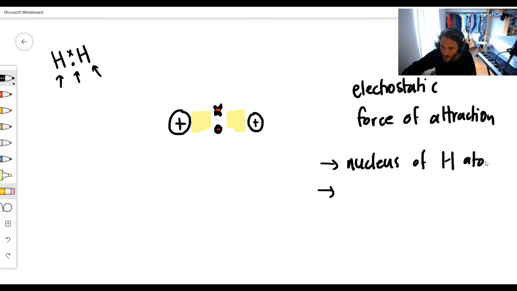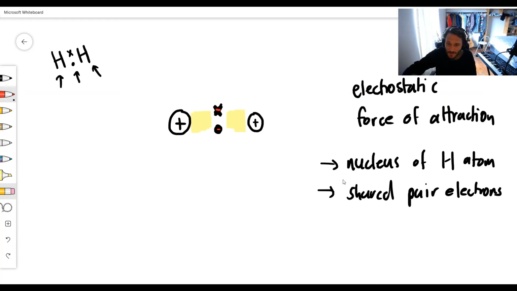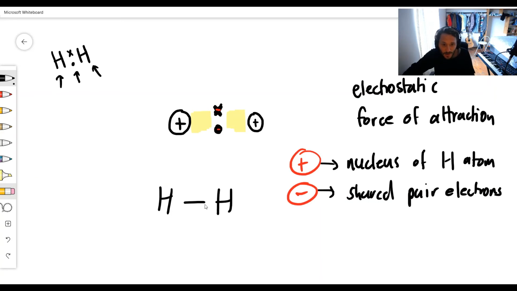hydrogen atom, and that's being attracted to the shared pair of electrons, right? The shared pair of electrons, as I've said, is negatively charged, and the nucleus is positively charged, and this is what causes the electrostatic force of attraction between these two atoms of hydrogen. When we have one pair of shared electrons, this is going to form this bond, this classic line that you see. That line represents one pair of shared electrons.